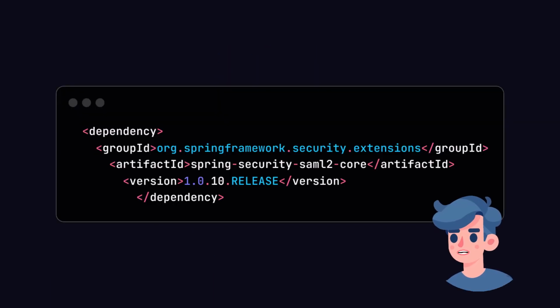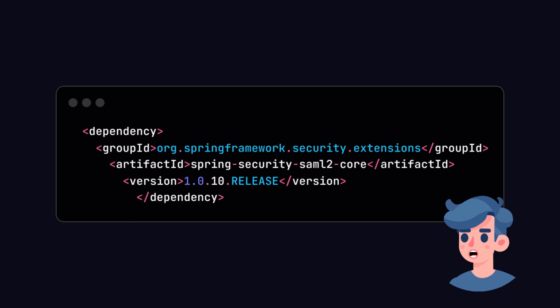For today's demonstration, we'll be using Java along with a popular library called Spring Security SAML. This library makes it easier to integrate SAML-based SSO into your Java applications. You can find the library in the Maven repositories.